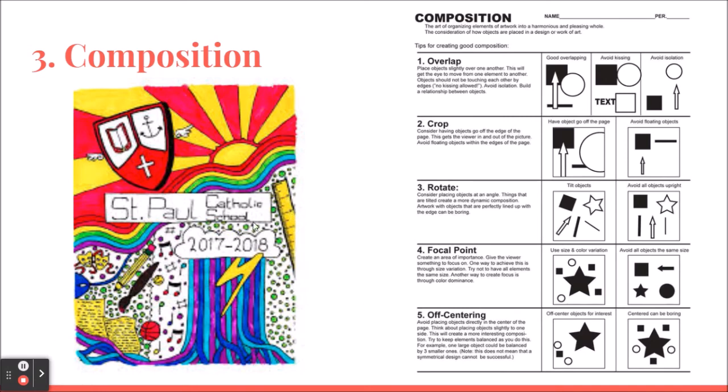Things are rotated. So the sun is rotated to make it have rays that are going that way. There is kind of a focal point with the lettering because they blocked it off. And off-centering. I feel like this thing right here is off-centered to make it a little more interesting.